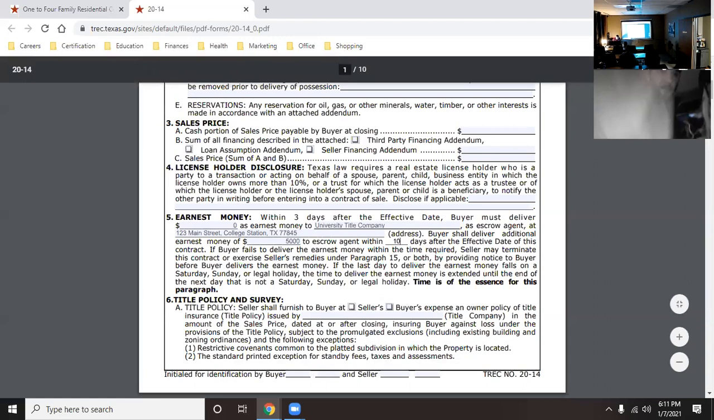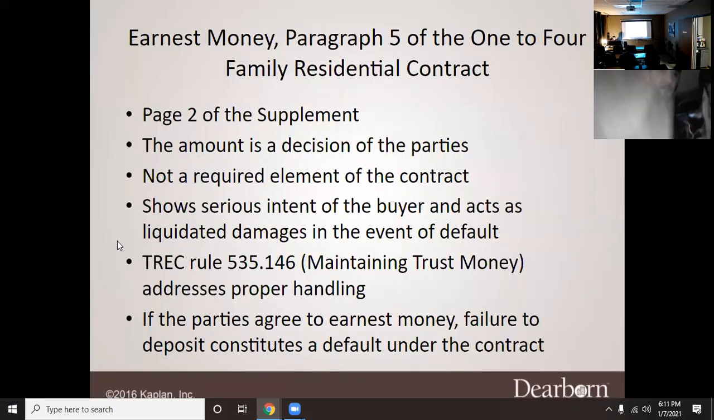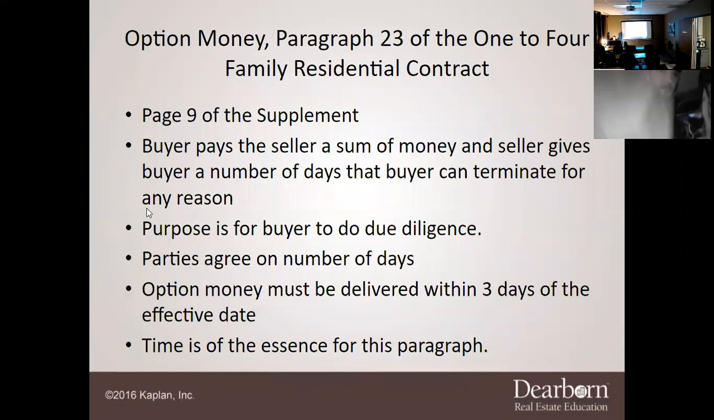Now, again, if the parties agree to the earnest money, failure to deposit, right here, Miss Linda, constitutes a default under the contract. Okay? Now, let's jump over real quick to paragraph 23. Let's actually read this real quick and we'll go to 23.